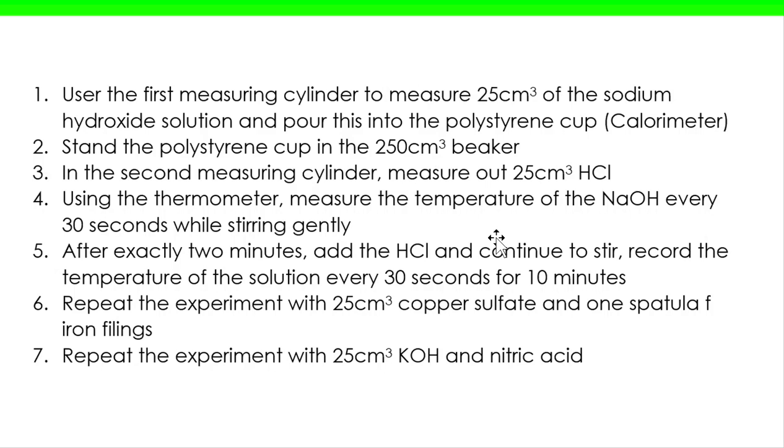We're then going to take our 25 cm cubed of sodium hydroxide, add 25 centimetre cubed of hydrochloric acid, but we're first going to take the temperature every 30 seconds for 2 minutes before the reaction takes place. At 2 minutes, we add the HCl, we stir, and then we begin taking the temperature again. Now that can then be repeated, a second experiment doing copper sulfate with iron filings, and finally potassium hydroxide and nitric acid.